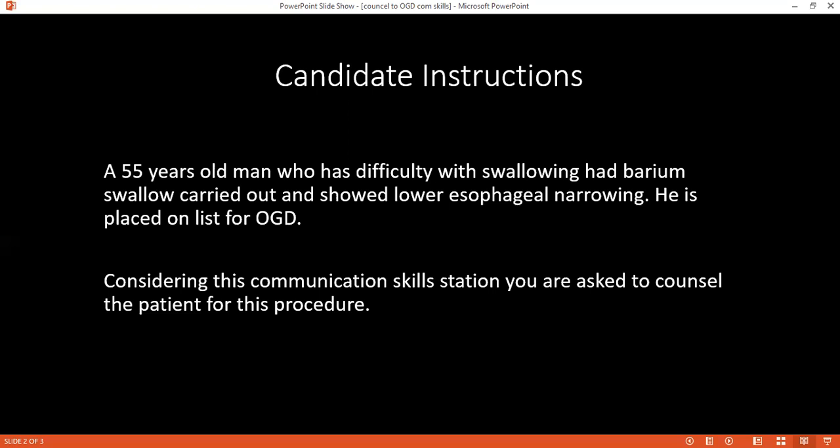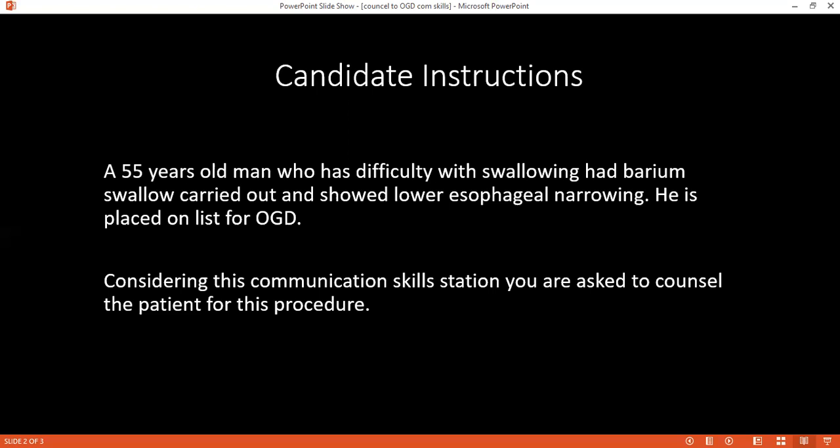Today I've been asked to talk to you about an investigation which we would like to carry out for you. So can I please know how much you know so far about this investigation? Okay, my doctor told me to come today that they want to do one test for me because of my problem with eating, to take something maybe from my throat and then look at it. That's why I'm here.